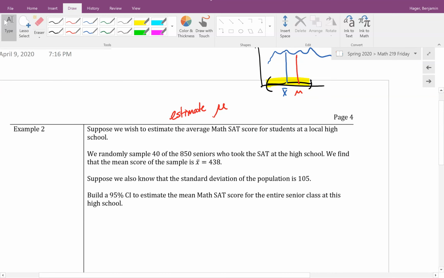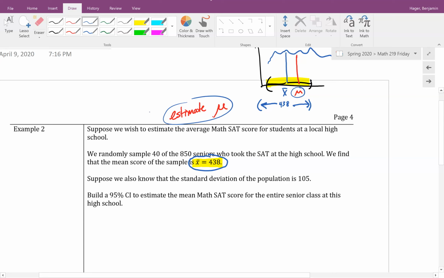So they're saying that they randomly select 40 of the 850 seniors who took the SAT at the high school, and we find that of those 40, the mean score of those 40 students was 438. That right there is my estimate, 438. Now I drew it below the mean. I don't really know, so I just guessed. But we're going to take that number, 438, and add some standard deviations to the right, subtract some standard deviations to the left, and hopefully scoop up the true mean that we're trying to estimate. Okay, that's what we're doing here.